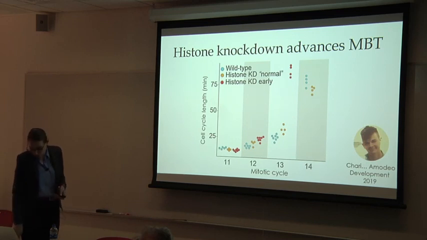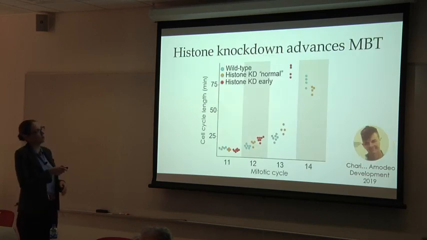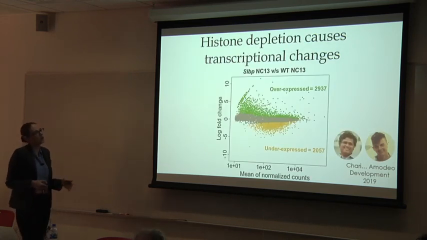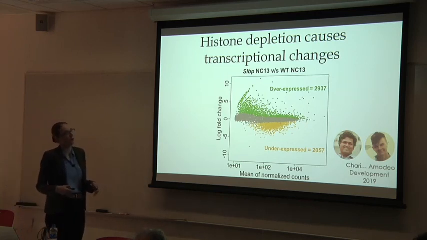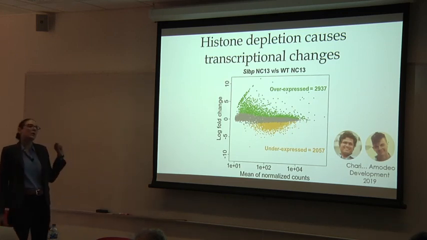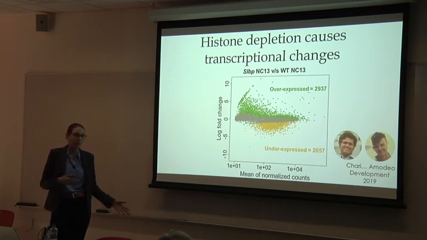So to look at this, we just did RNA-seq on embryos that were stopped in 13 compared to wild-type control embryos. And what we saw is that a lot of genes are both over and underexpressed. So we get about 3,000 genes that are overexpressed, about 2,000 genes that are underexpressed. So the prediction here is that if we were initiating zygotic transcription early, we should see a lot of genes overexpressed, and these 2,937 genes are indeed enriched for known zygotic transcripts from other experiments.